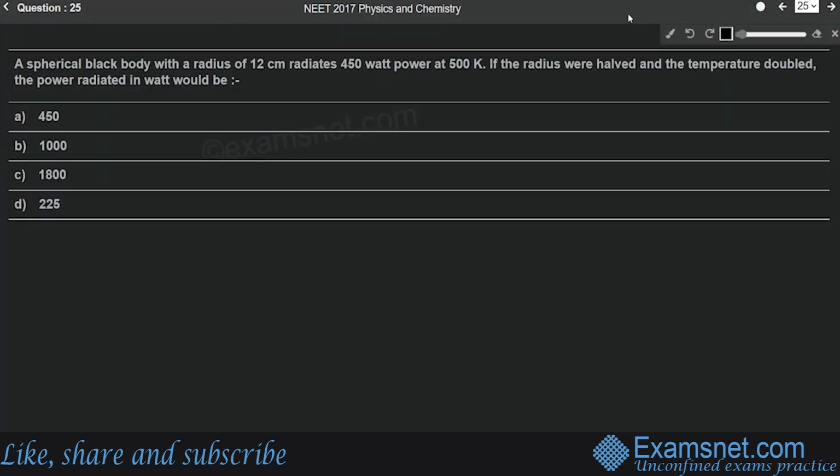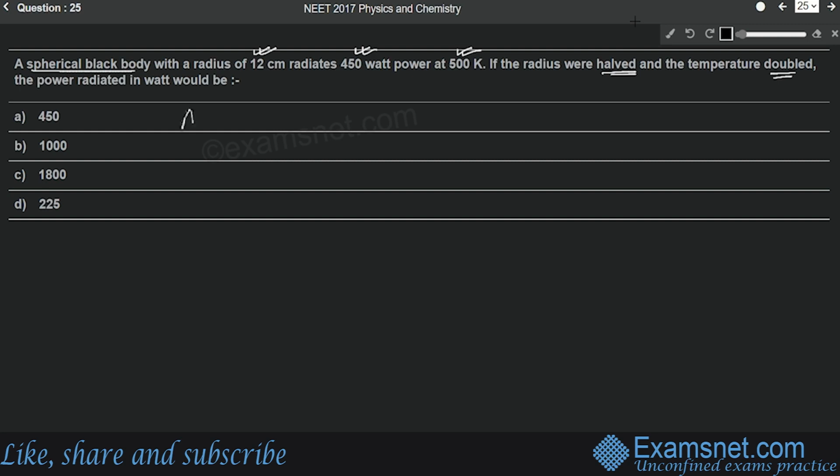Now question number 25 is from the chapter Thermal Properties of Matter, and the question is, a spherical black body with a radius of 12 centimeter radiates 450 watt power at 500 Kelvin. If the radius were halved and the temperature doubled, then the power radiated in watt would be.